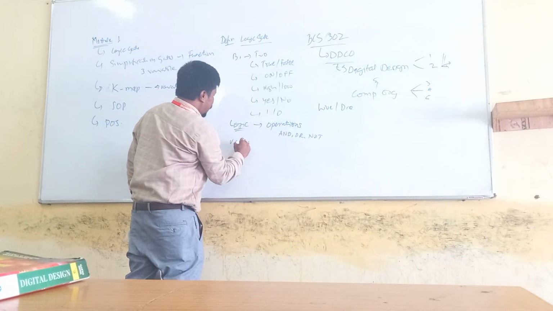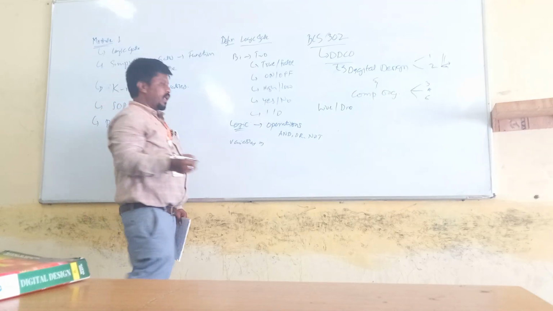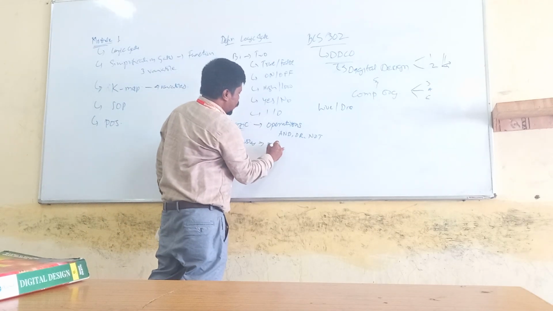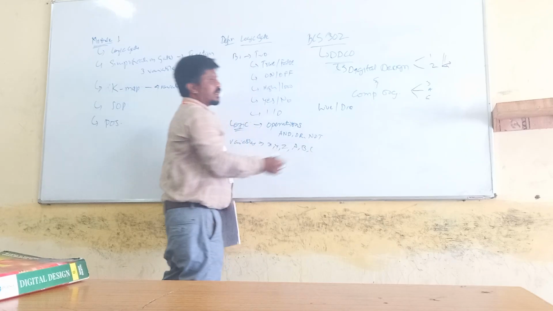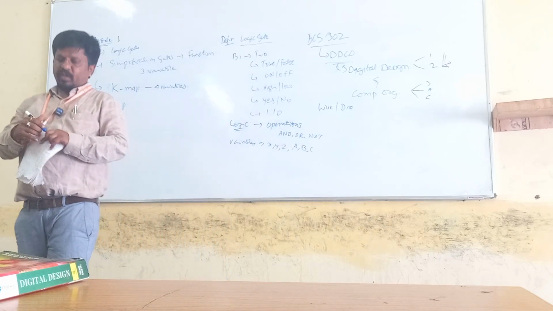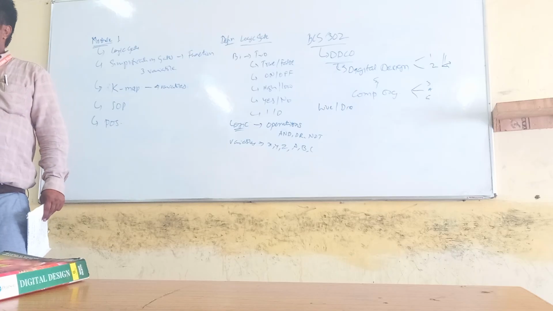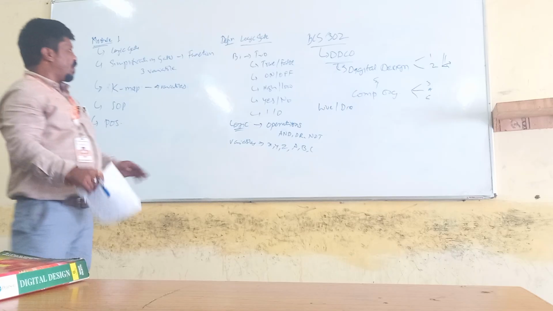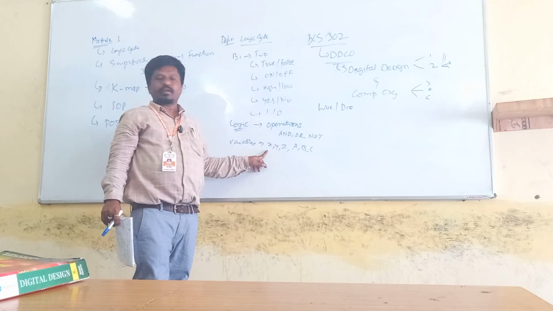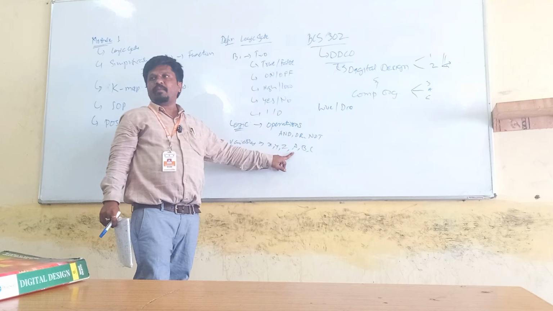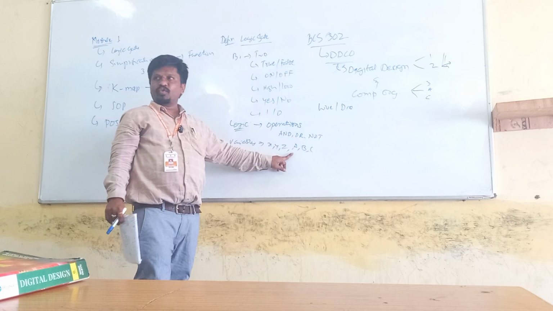Variables can be named with any name, as alphabets like X, Y, Z, or A, B, C. Variables are represented with the help of alphabet names only. If I have the variable X, it can have two values, either 0 or 1. If the variable is A, it can also have two values, 0 or 1.